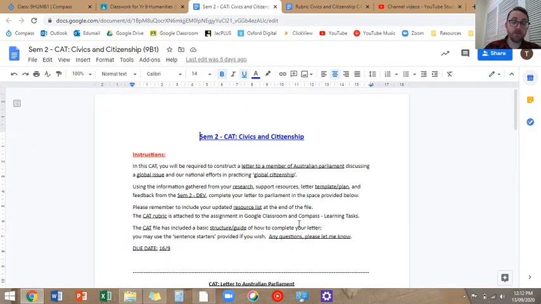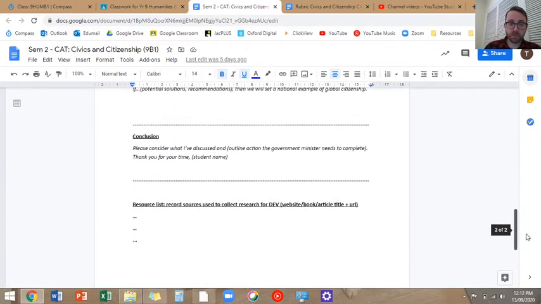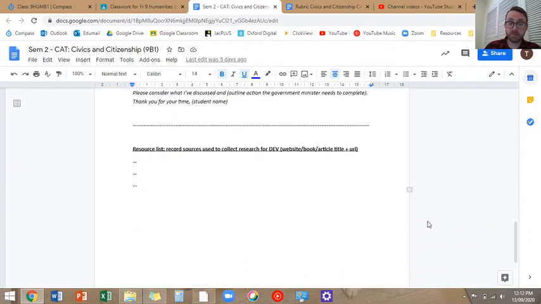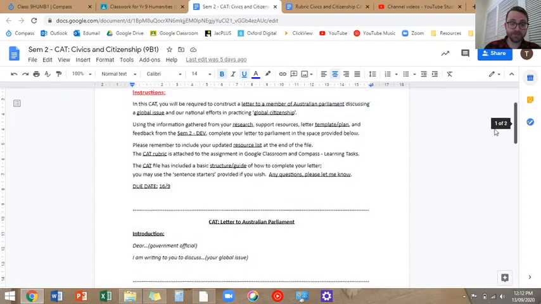Please remember to include your updated resource list at the end of the file. So after completing your DEV, you might have had a few websites. Perhaps one of the things I said in the feedback was you need more information. So you need to include those updated websites in the resource list at the end here. Don't need a full formal bibliography, just the website, book, or article title, and then a URL so I know what it's called and I can read it myself. That's how you'll get full marks for your bibliography.